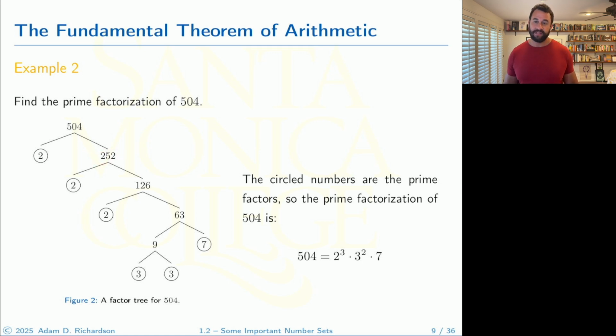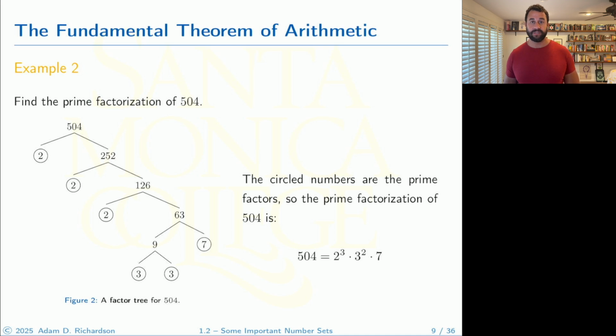252 is also even, so I'll divide it by 2 again. 2 times 126. 126 is also even, so 2 times 63. All right, now I'm finally at the first non-even number, but 63 is one of those multiplication facts that they make you memorize back in grade school, right? 63 is 9 times 7. 7 is prime. 9 is not prime because 9 is 3 times 3, so we can factor it again to get 3 times 3. Now, all the circled numbers here, those are the prime factors of the number 504.